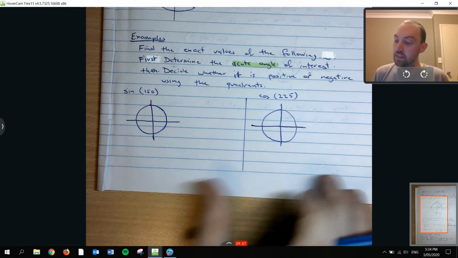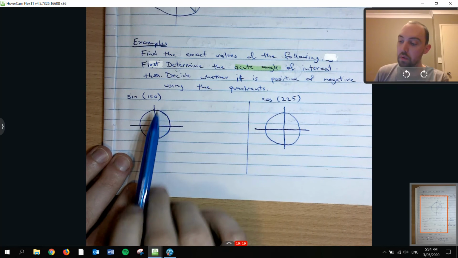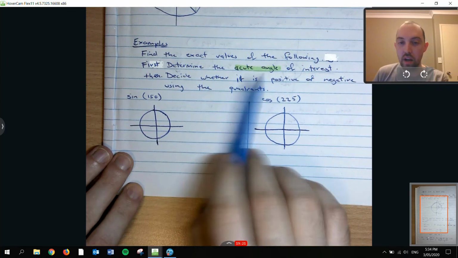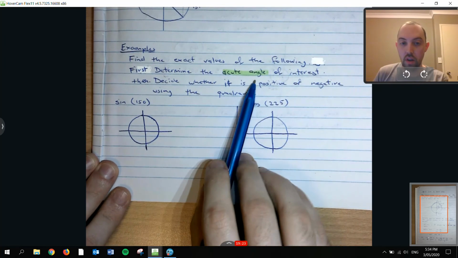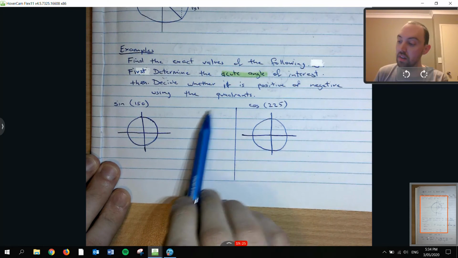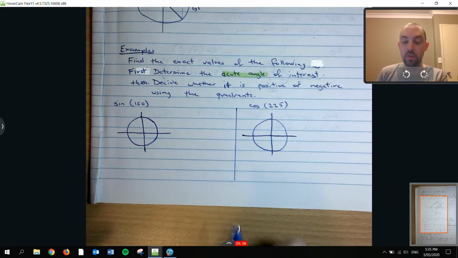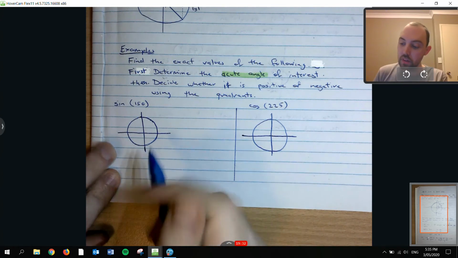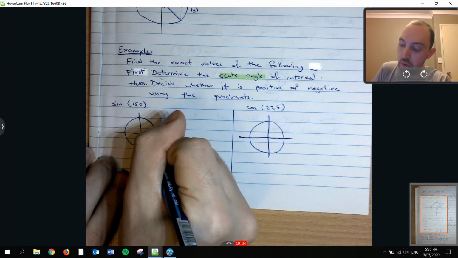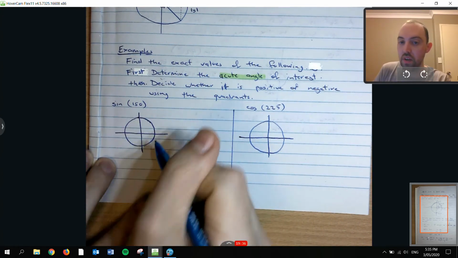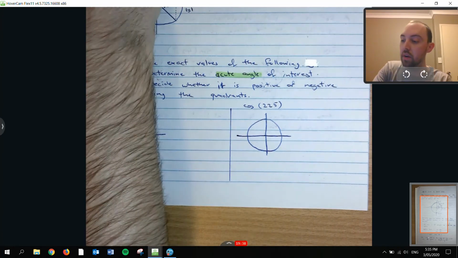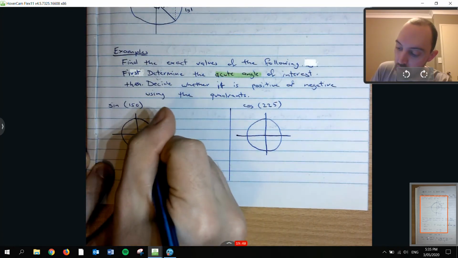Find the exact values of the following. We want to determine the acute angle of interest first, and then decide whether it is positive or negative by thinking about our quadrants. So, 150 degrees, what does that look like? A sketch is always going to be a useful thing until you get much more used to how these look.